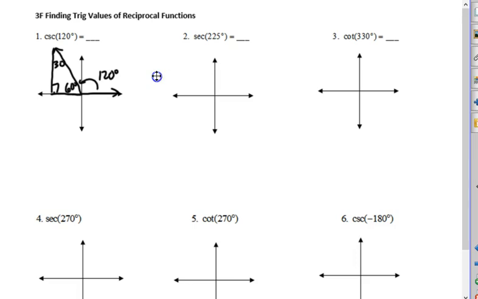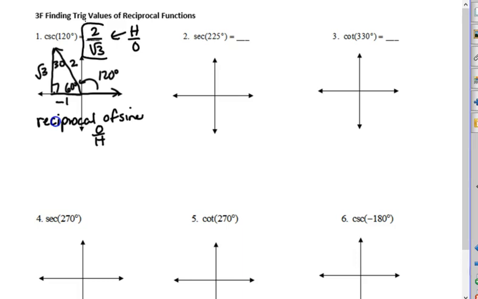This is a 30, 60, 90. I'm going to label it in its traditional way. Opposite 30 is 1, but it's negative since it's going in the negative x direction. Opposite 60 is square root of 3, and the hypotenuse is 2. So I know the three sides, adjacent, opposite, and hypotenuse. Now I just have to remember that cosecant is the reciprocal of sine. And I know that sine is opposite over hypotenuse, so this has to be hypotenuse over opposite. So hypotenuse is 2, and the opposite side is the square root of 3, and so that's my answer.